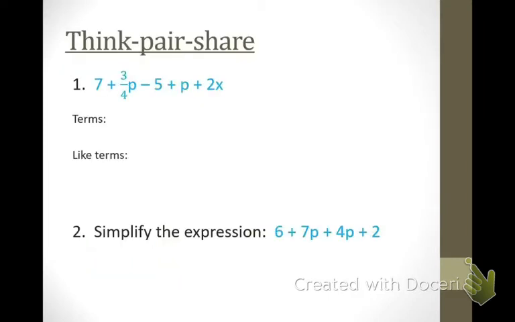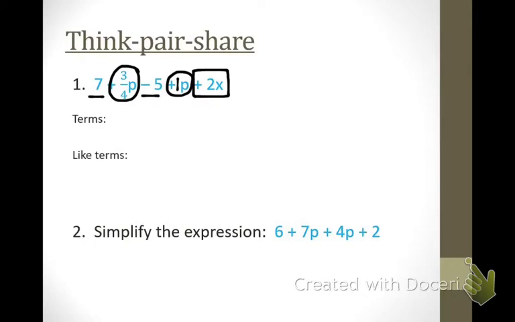Think, pair, share. Let's try to come up with what our like terms are. Hope, what is like terms with the 7? -5. Excellent. Huang, what is like terms with the positive 3/4 p? 1p. Thank you for telling me a 1. I'm going to slip that 1 in there. Is anyone in the X family? No. Just that 2x. So let's just box it in. It's kind of by itself.